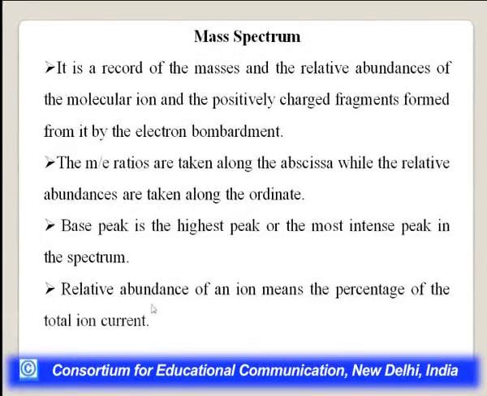The base peak, which we have studied, is the highest peak, and it can be a molecular ion peak or it cannot be. It is the most intense peak in the spectrum. Relative abundance of an ion means the percentage of the total ion current, which we take on the ordinate in a mass spectrum. Now, we will talk about the molecular ion peak or parent ion.